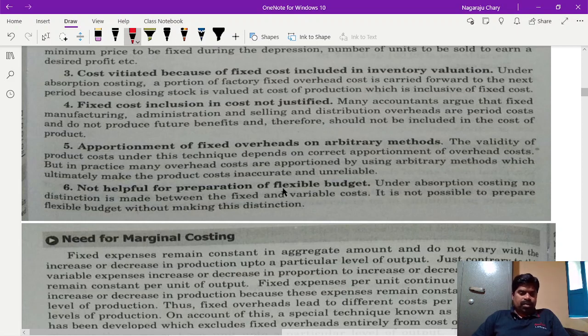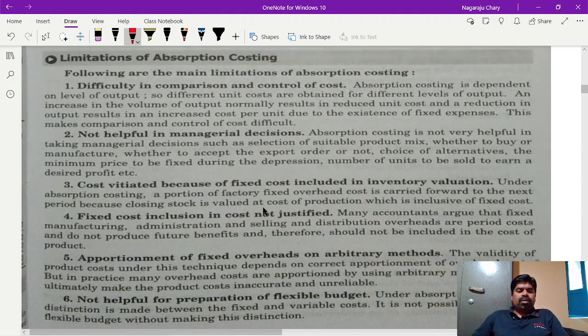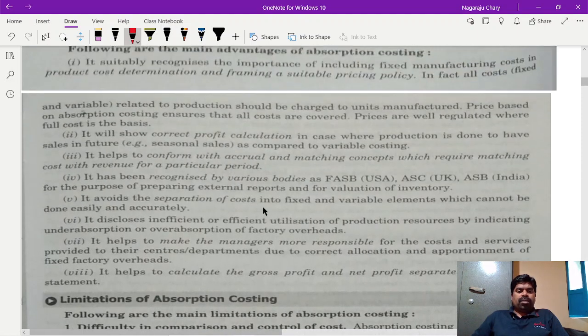Okay. Next, not helpful for preparation of flexible budget. Under absorption costing, no distinction is made between the fixed and variable cost. It is not possible to prepare a flexible budget without making this distinction. So that's why it is not helpful to prepare flexible budgets. So that is a problem. Okay. So with this, we discussed absorption costing.